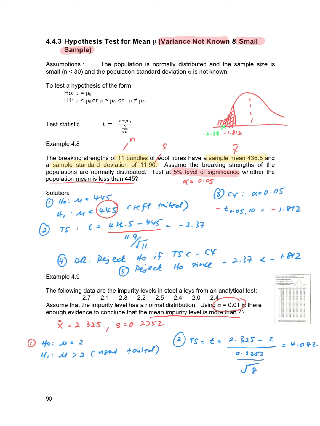Okay, step number 3. Find the critical value. So our critical value is T alpha. So alpha, no need to divide by 2 because we are using a right tail test. So T alpha 0.01 and n minus 1 degrees of freedom. 8 minus 1 is 7.